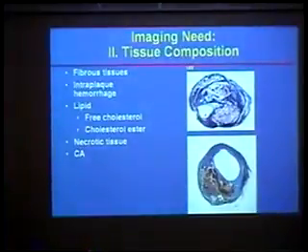And then for the tissue composition, this is a list of tissues that you will see very frequently in carotid lesions. Start from fibrous tissues, which may include what I just showed: a nicely formed fibrous cap, and also other fibrous tissues.